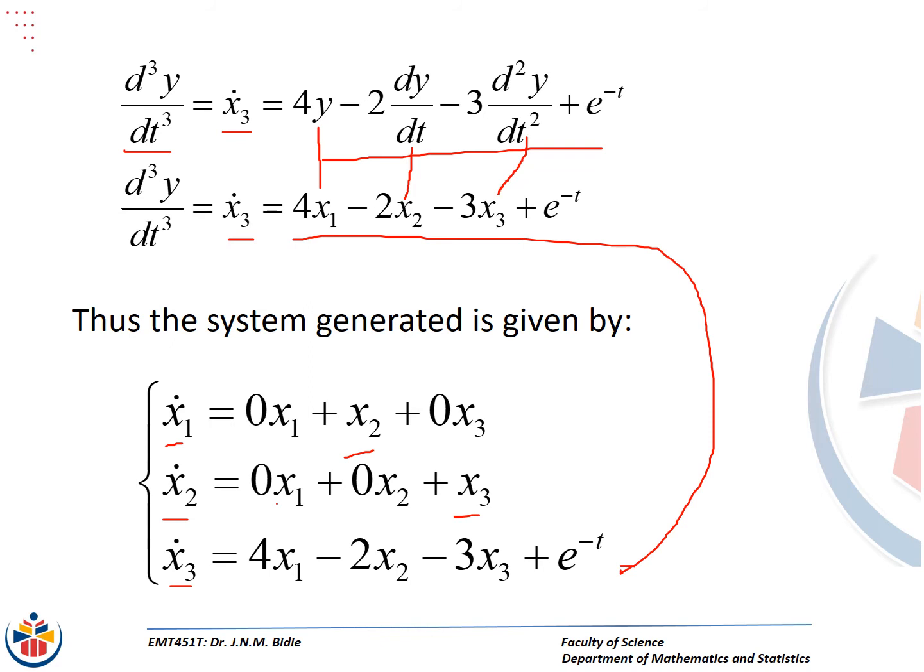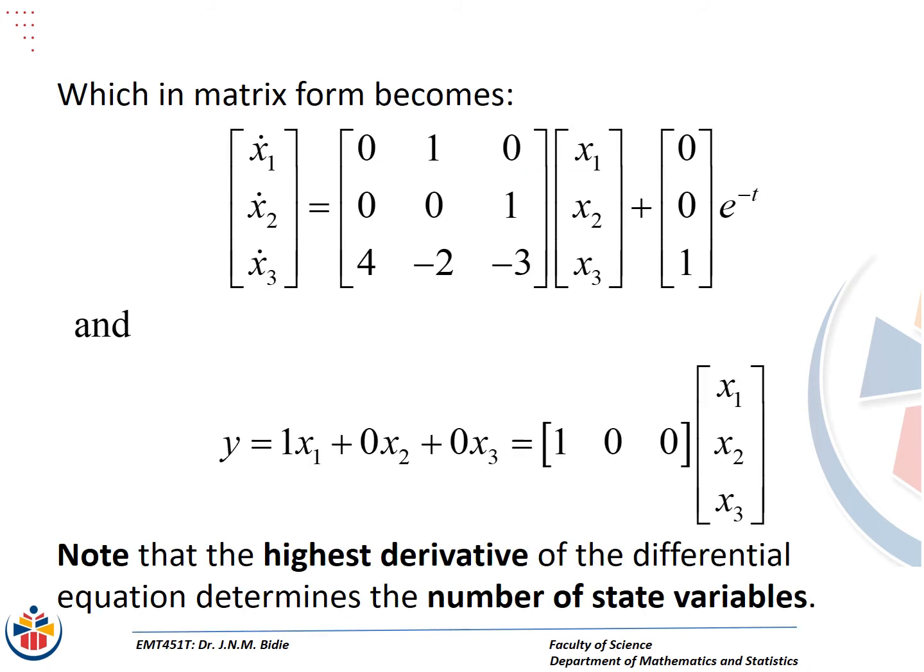I'm hoping you are noticing that now all this system has got x dots on the left. On the right hand side, we've got equations which have got all of them. We've got x1, x2, and x3. So it means you can change this system of equations to matrix format so that it can meet the requirements of a state equation. Note, that's exactly what we did. The matrix format of that system, all the x dots are on the left in a vector.